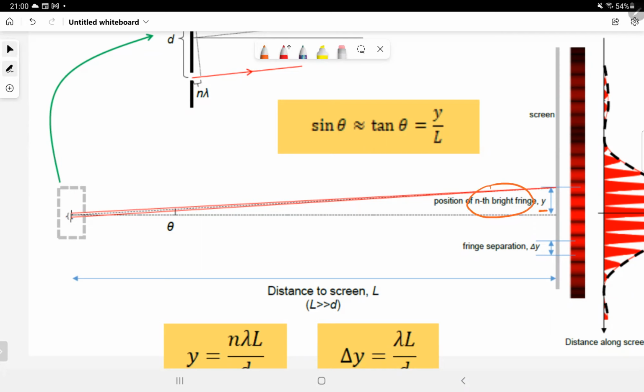Then I can first look at this entire setup and give a description already. I can say tangent theta equals y over L. Why can I say that? Because you look at the setup. The screen is distance L away. The n-th bright fringe is distance y away from the center of the screen. So the angle subtended by the line coming from the slit to the point will be an angle theta. Tangent theta equals y over L. This is the first thing that we can say before we even study any further.